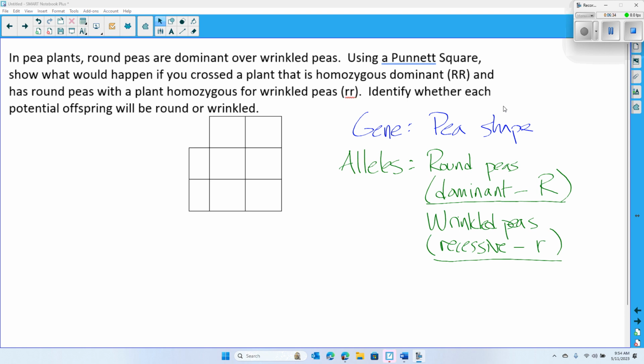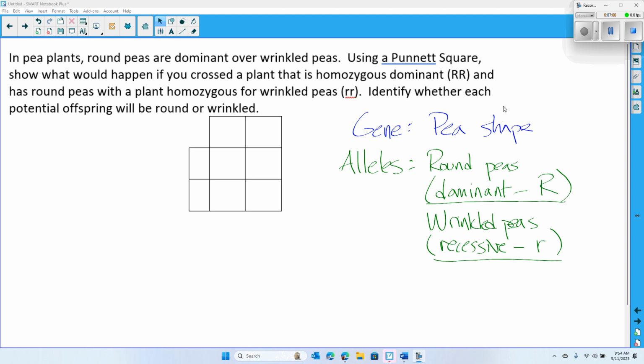Okay, so we've got our gene of pea shape. We've got our two alleles, one round allele, one wrinkled allele. Those are like specific sequences of DNA that code for specific proteins that have specific shapes. One of those proteins will tend to kind of inflate the pea and give it a little bit more shape and probably some water too. The other allele just really doesn't do anything at all, and so the pea stays wrinkled.